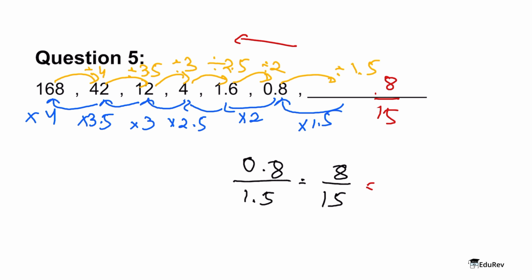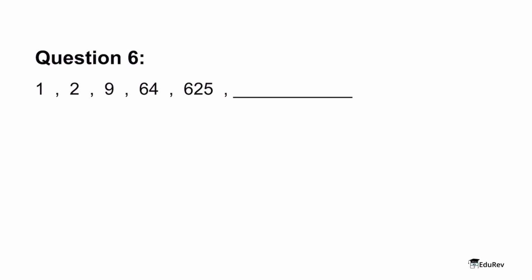But if you point it out, 8 by 15 is close to 0.533 with a bar on the 3. It could be approximated to 0.534. So it could be something like this, but then again, it depends on the options that you're getting, whether it's in fraction form or decimal form. Okay, great. Now let's move on to question number 6.